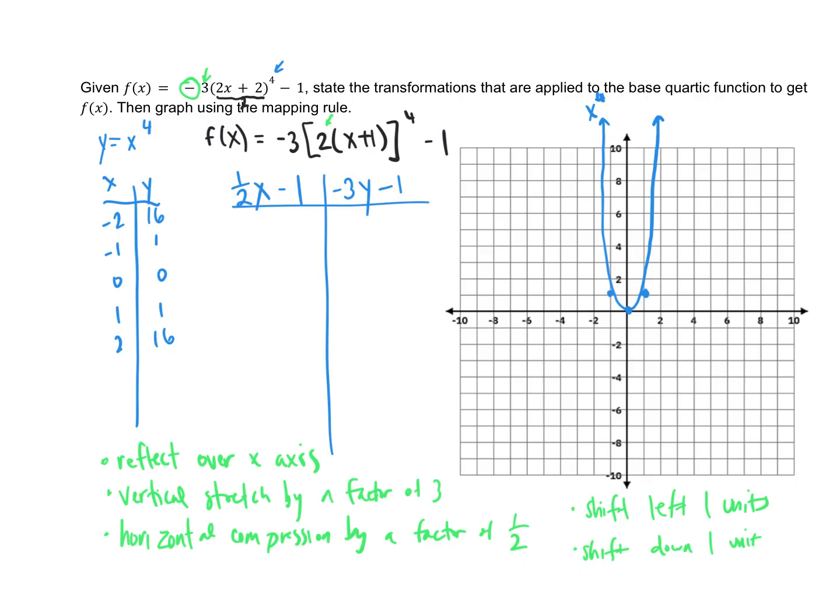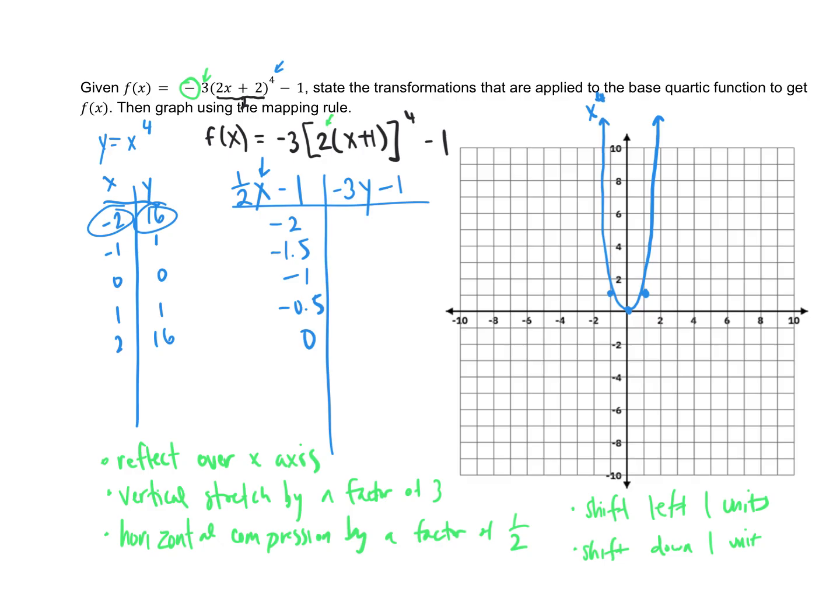So I'm going to start with x is negative 2. So a half times negative 2 is negative 1, minus 1 is negative 2. Just plugging in here. A half times negative 1 is negative 0.5, minus 1, negative 1.5. A half times 0 is 0, minus 1 is negative 1. A half times 1 is 0.5, minus 1, negative 0.5. A half times 2 is 1, minus 1 is 0. So we have all of our x's, and now time for our y's.